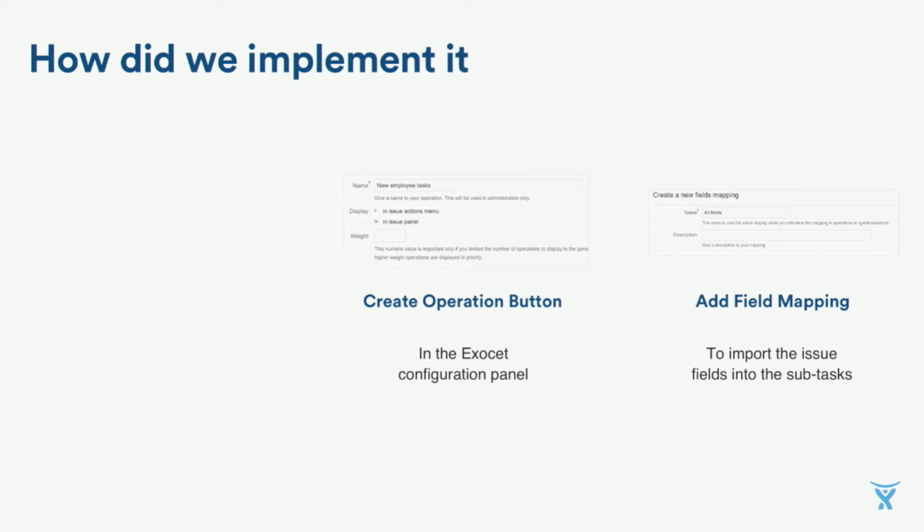And one thing that's good to know as well is you can have this via button, but you can also trigger this action via transition. So if you have a transition which is add new employee and then approve, on that approve transition, you can trigger the creation of all these subtasks.